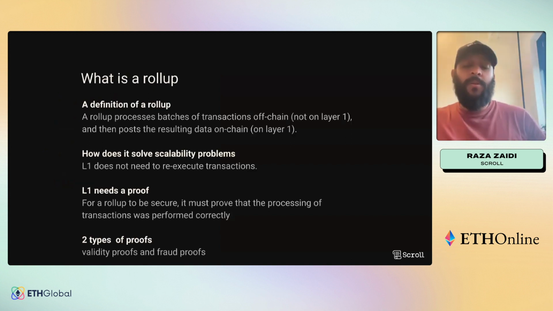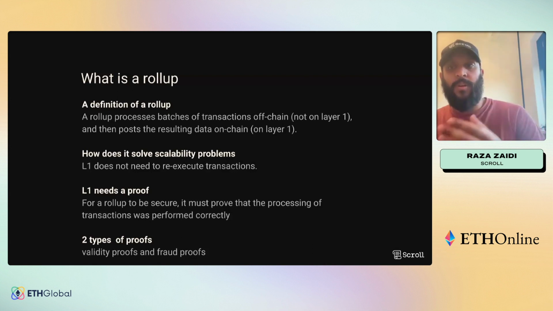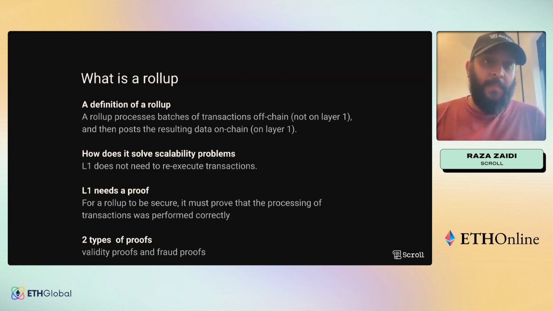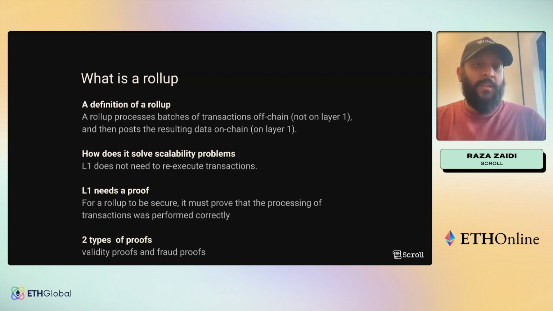So very quickly, what is a rollup? I won't dive in too deep. I mean, crypto Twitter is always at it and everyone has their definition, but simply put, a rollup batches transactions off chain, so not on an L1 being Ethereum, and then posts the resulting data on chain, meaning in this case, L1 Ethereum. So how does this solve scalability problems? Well, an L1 doesn't need to re-execute the transactions. However, an L1 does need to prove that these transactions have been processed correctly.